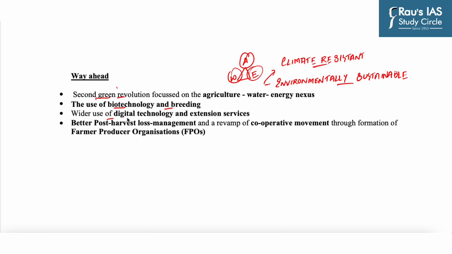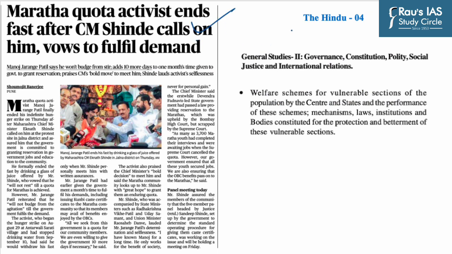Third is wider use of digital technology and extension services, which would be helpful in information sharing and generating awareness among the farmers. Next is better post-harvest loss management and a revamp of the cooperative movement through the formation of farmer producer organizations, that is FPOs. Why? Because they can arrest the volatility in food prices and farmers' income and help harness the true potential of Indian agriculture.